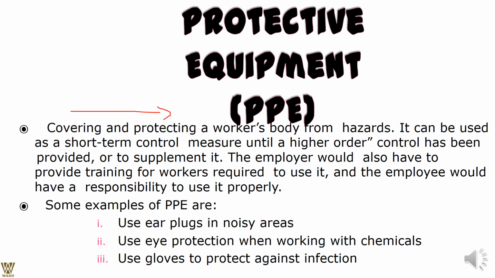Use earplugs. See, using earplugs in the noisy area, people don't hear it. Using eye protection when working with chemicals, or for that matter, with welding equipment. Using gloves to protect from infection. Wearing heavy boots when you're working in the construction industry, wearing a helmet that comes around it. Now, these are personal protective equipment. What are they for? They are there for the safety of the worker. They are there for the safety of the staff.